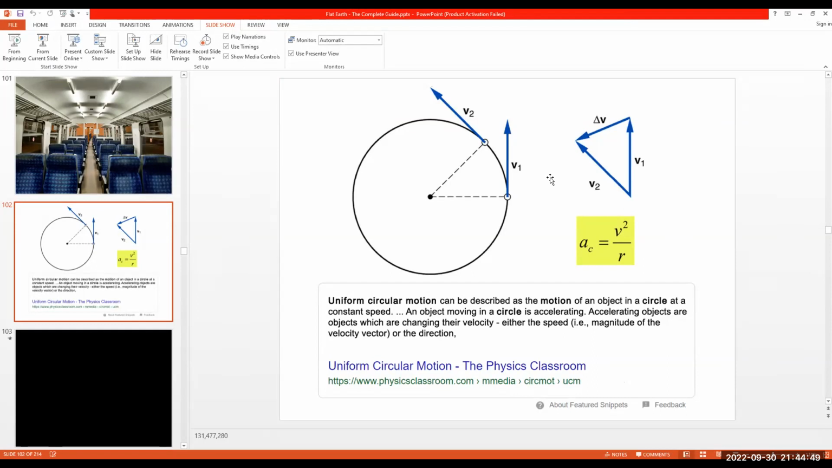I'll give you an example. But the direction is changing constantly, right? So it's acceleration. I'll give you an example. You're arguing against this. No. I'll give you an example. All right, give me an example.